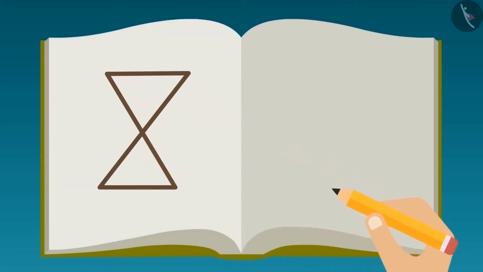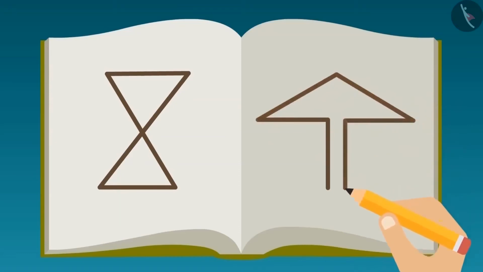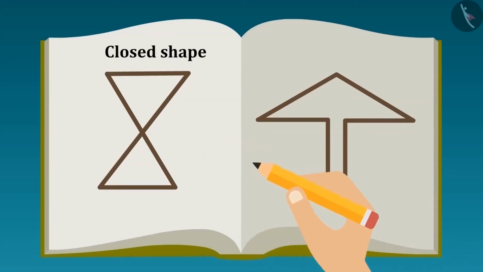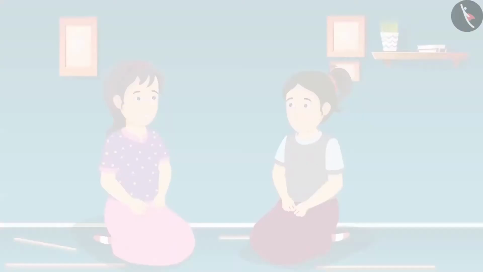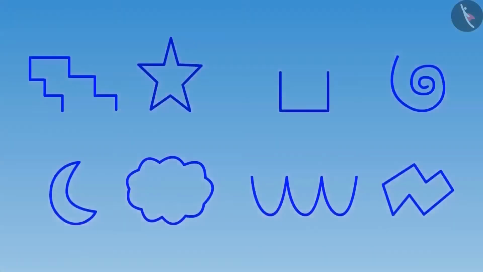But if I draw this shape, then the point where I am beginning to draw it is different from the one point where I am ending it. That's why it is a closed shape and this is an open shape. Really? I never thought about this, sister.